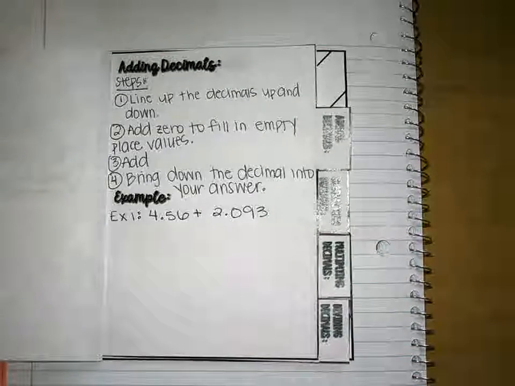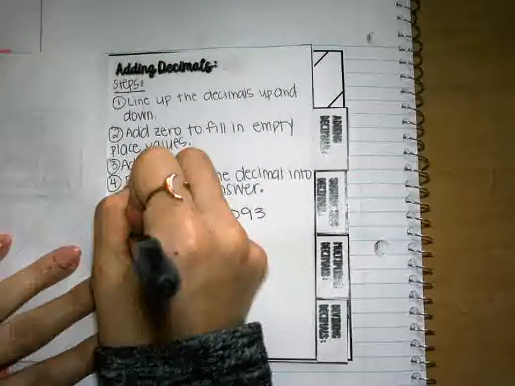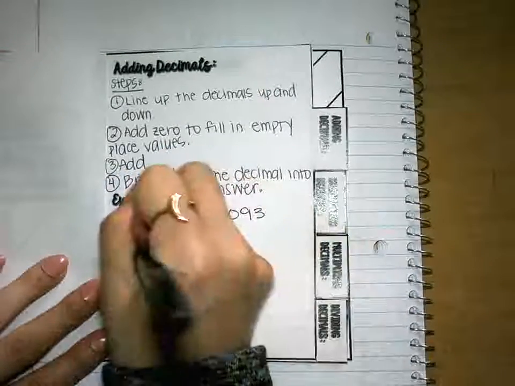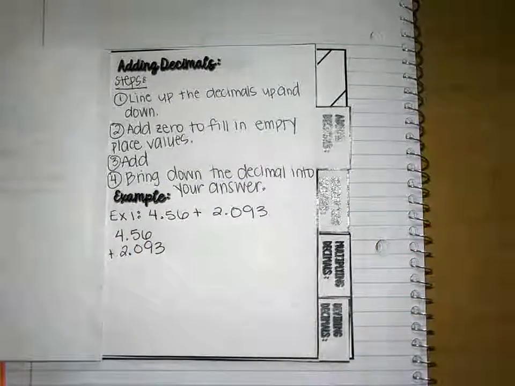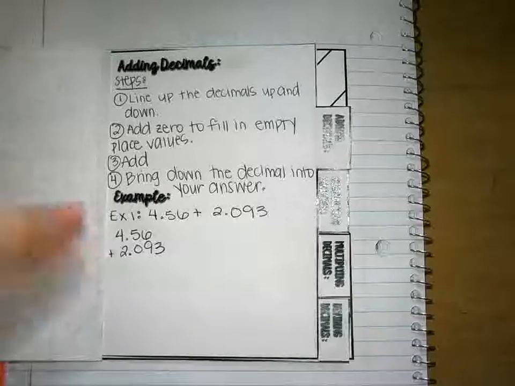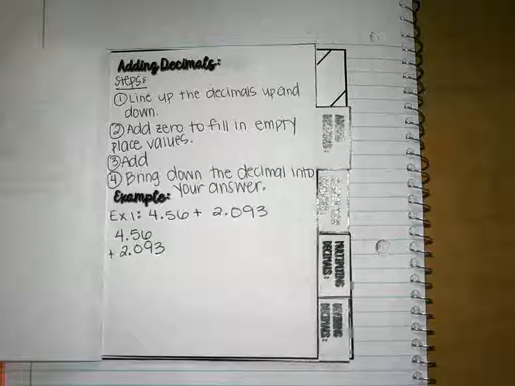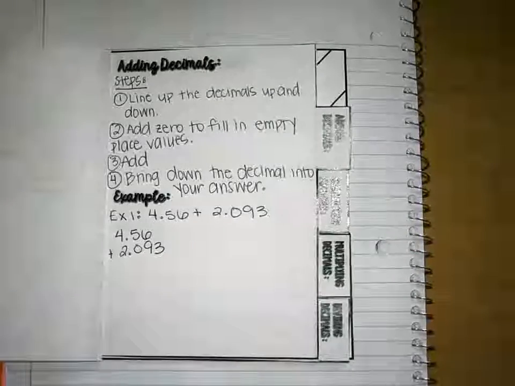Line up the decimals. That's the first thing you have to do. Line up your decimals. So I'm going to put 4.56 on top plus 2.093 on bottom. Does it matter which one goes on top and which one goes on bottom when we add, guys? No, you'll get the same answer no matter what. So honestly, I could have flip-flopped these and I will still get the same answer. So it does not matter which one goes on top, which one goes on bottom, but typically, whatever number is listed first goes on top, whatever number is listed second goes on bottom.